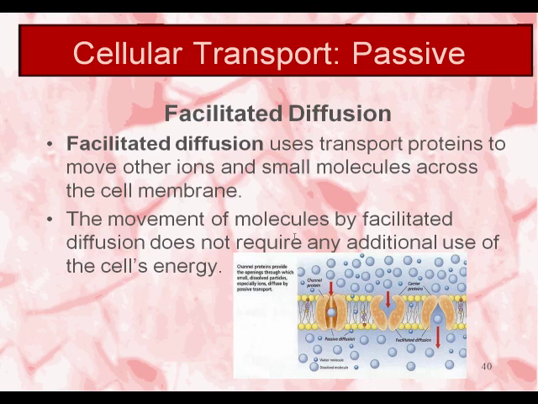Facilitated diffusion uses transport proteins to move other ions and small molecules across the cell membrane. This process does not require any additional use of the cell's energy. It is still a form of passive transport.